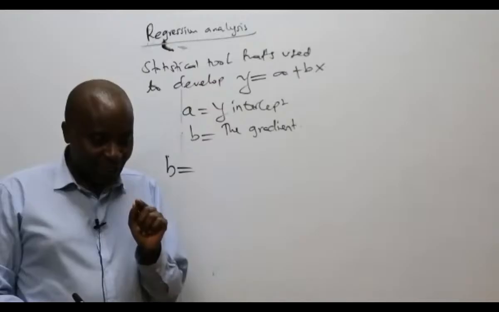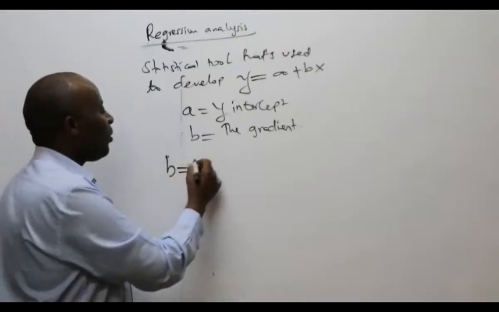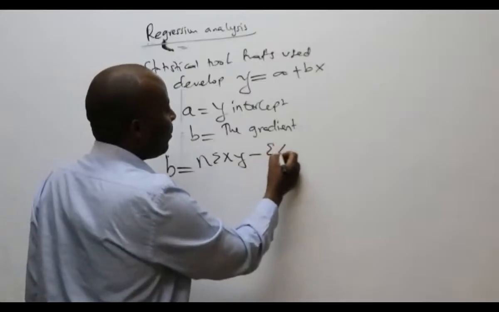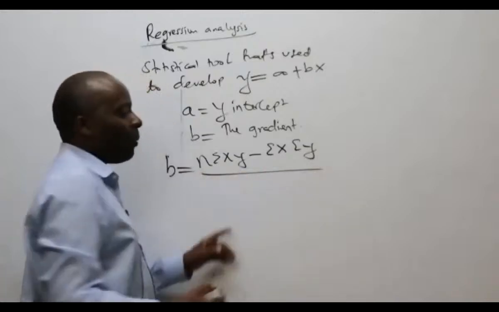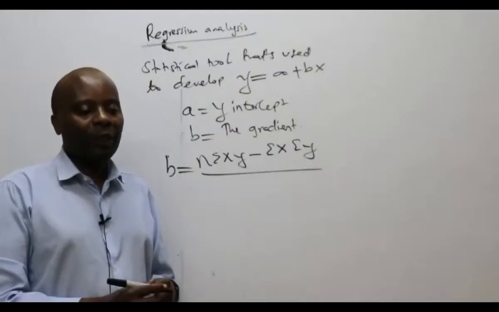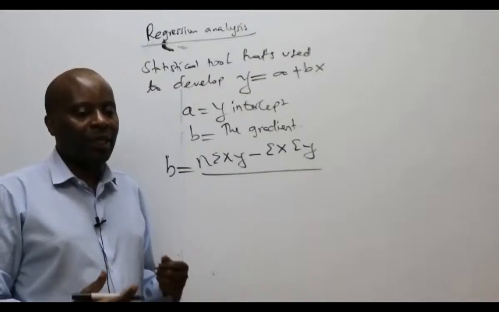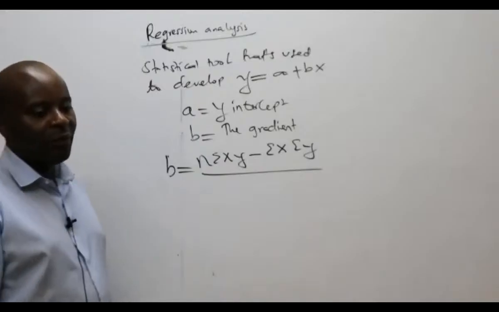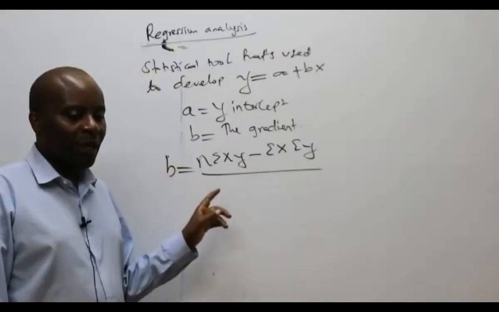So very good. I can see in this case here, somebody who is very creative. Amesema hapa b equals n summations of xy minus summation of x, summation of y, all over, how about the denominator? Creativity is important. So this is the formula of getting the numerator of b.